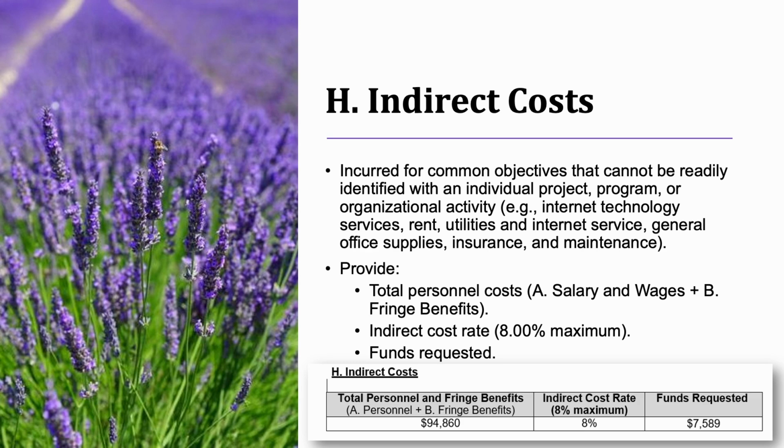In the table provided, enter the total personnel costs, which are a sum of category A, personnel, plus category B, fringe benefits, the indirect cost rate, which is 8% maximum, and the funds requested. In this example, the total personnel cost is $94,860. The indirect cost rate requested is 8%. So the total indirect funds requested is $7,589. Note that an indirect cost amount exceeding 8% total of personnel costs may result in the proposal being disqualified.